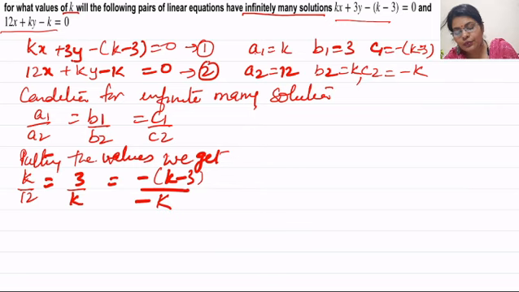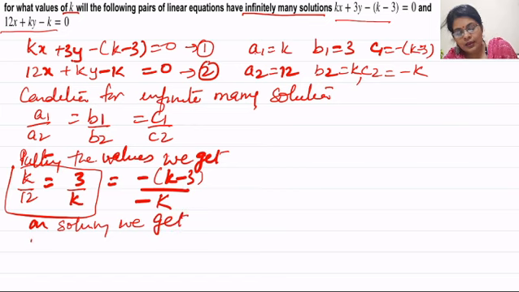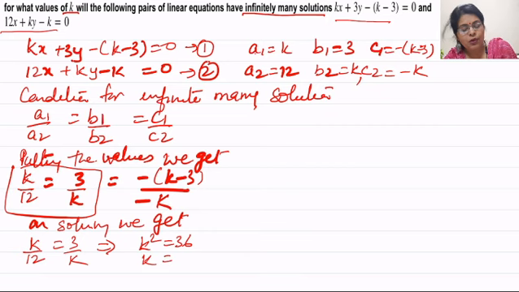First we will take the first and second, and we will solve. On solving, what do we get? Here k upon 12 is equal to 3 upon k, which implies k square is equal to 36. So what will be the value of k? Plus minus 6.